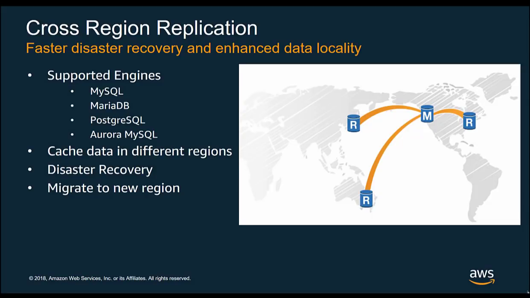Of course, you can also leverage cross-region replication for disaster recovery. And another common use case is migrating to a new region. Maybe you launch a business in one region and then it takes off and you find out there's another region where you have a high concentration of customers. And so you decide for whatever reason you want to move your operations there. This is a great way to initialize that move to a new region.